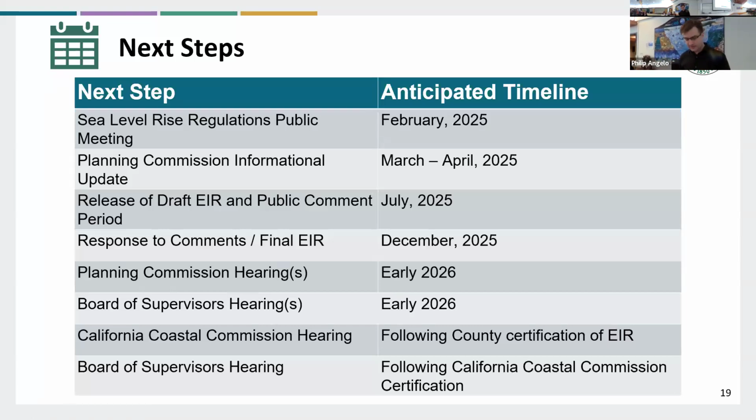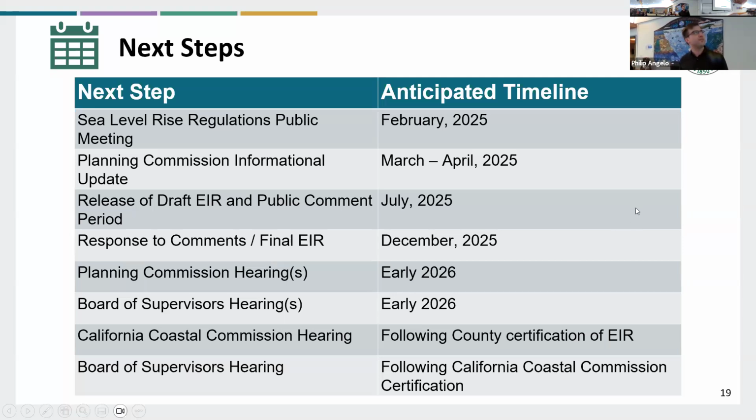As Katie mentioned, this meeting will not be the only opportunity for comment. As sea level rise and climate change hazards are a new topic area covered in the plan, we're planning to have a community meeting to discuss those in February of 2025. It's been a number of years since the plan was last brought before the Planning Commission, so we're planning to bring it for an informational update to the Monterey County Planning Commission, either in March or April of 2025.